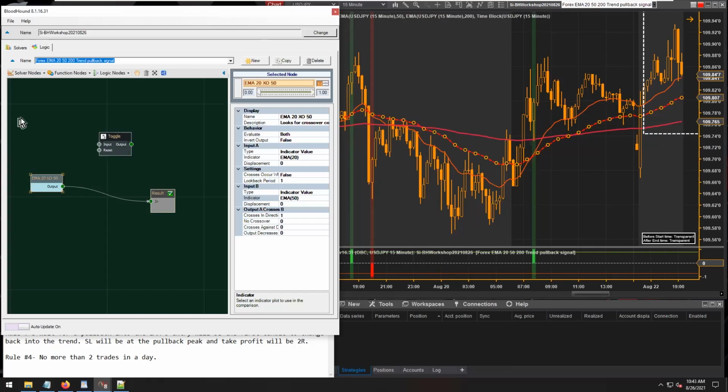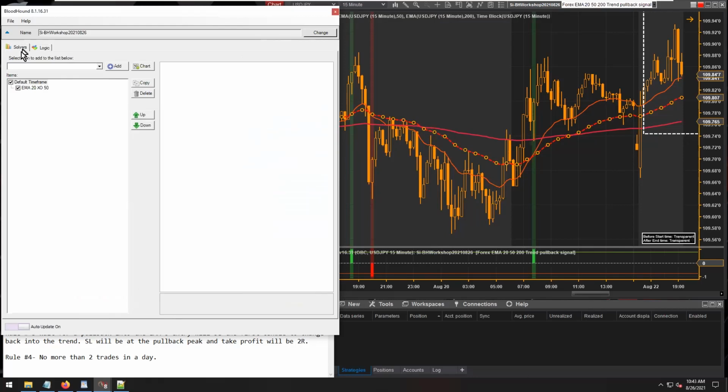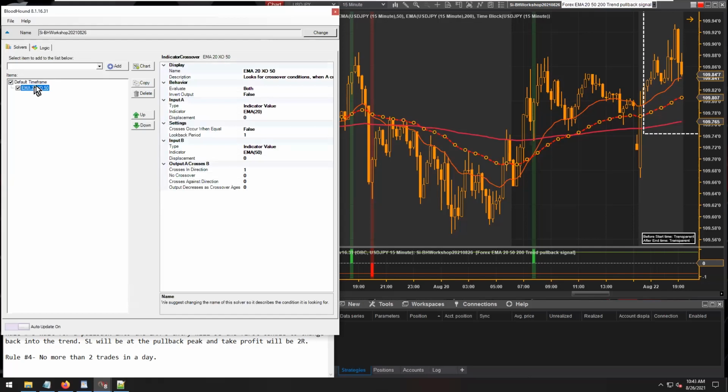All right, so I'm going to take a little shortcut here, and I'm going to go back to the solvers tab and make a copy of the existing crossover that we have here. This time we'll adjust this to see if there's any EMA 20s crossing the 200. So I'm just going to go into input B and adjust this to a 200 period.